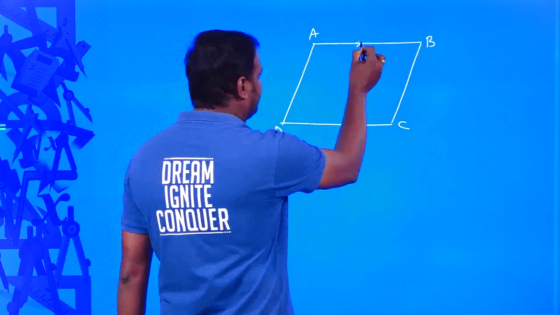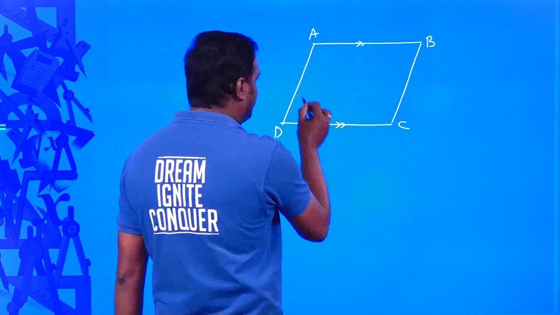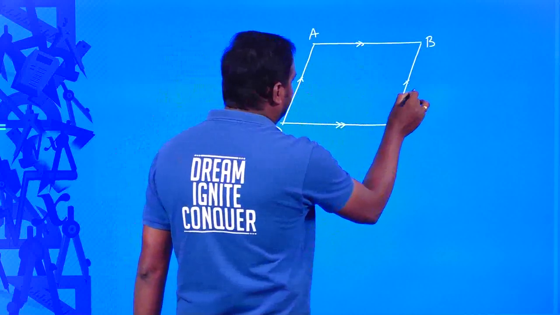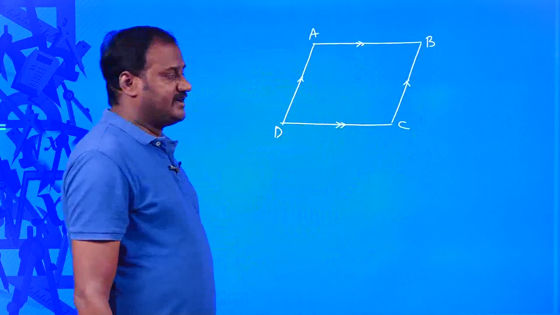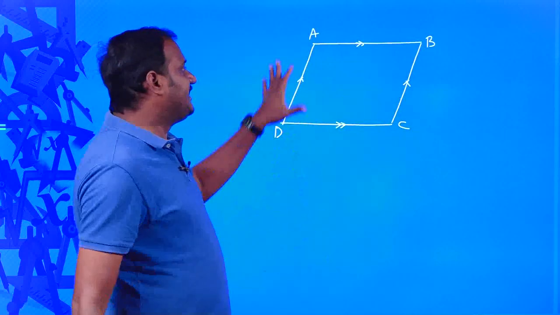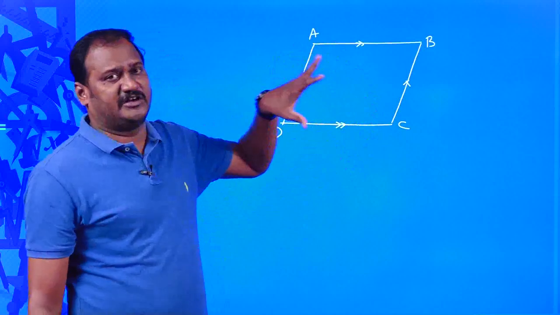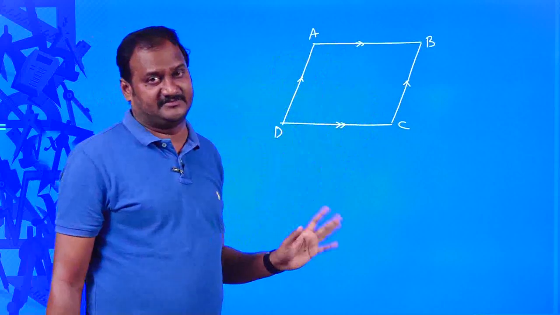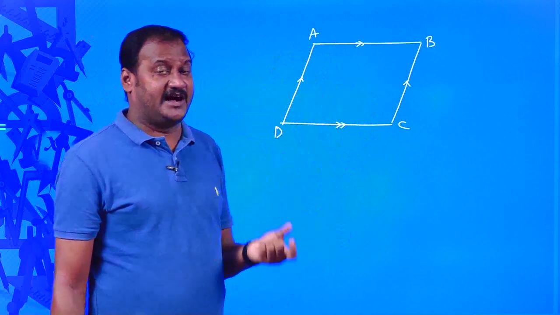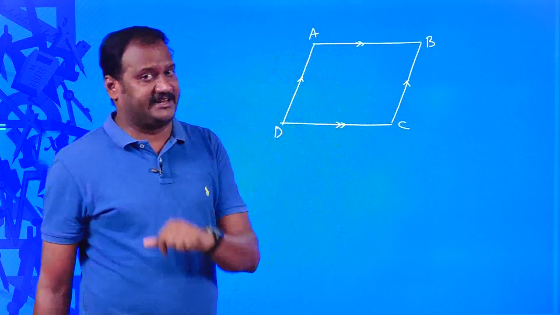Opposite sides are parallel as well as equal, as we already know that. Okay? So, what am I going to do here? I am doing one thing. See, in a parallelogram you cannot say one of the angles is 90 degrees, but what am I going to do here? I am going to make one of the angles 90 degrees.